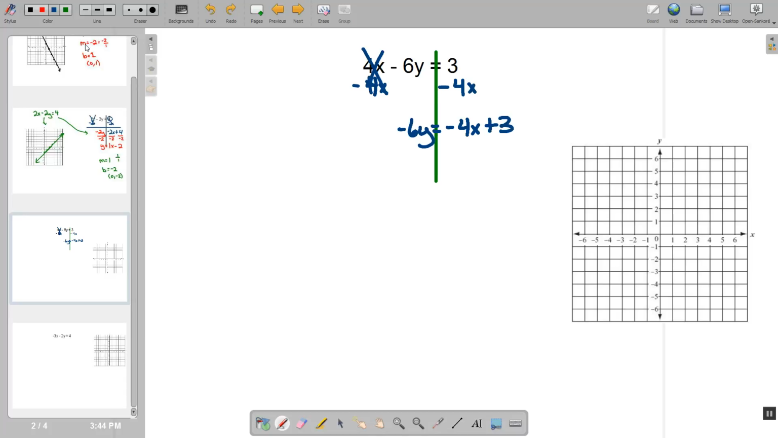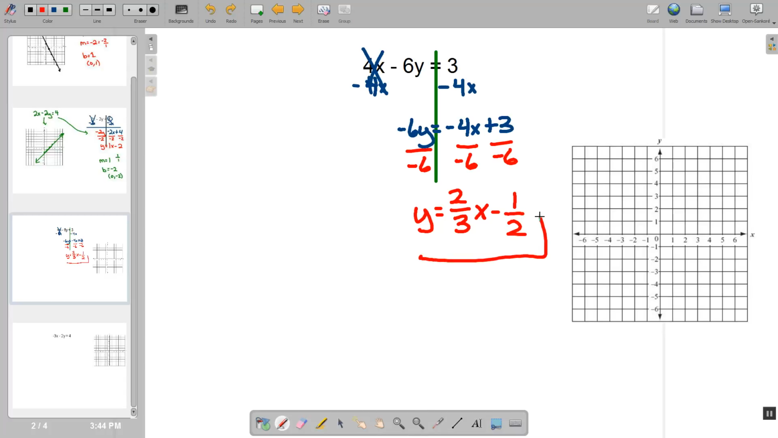Now we have to divide to solve our problem. So I'm going to divide both sides by negative 6, which means I have to divide every term by negative 6. So what I end up getting on the left side is positive y, or y equals. And on this side, negative 4 divided by negative 6 simplifies to positive 2/3 x. I know that because I can divide the numerator and denominator by a negative 2. This part's a little bit trickier. 3 divided by negative 6, that's negative 1/2.